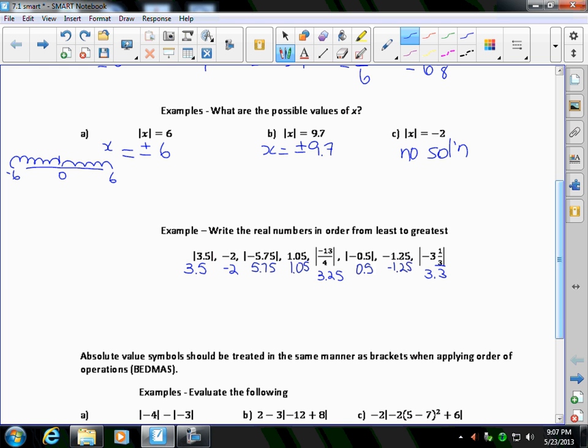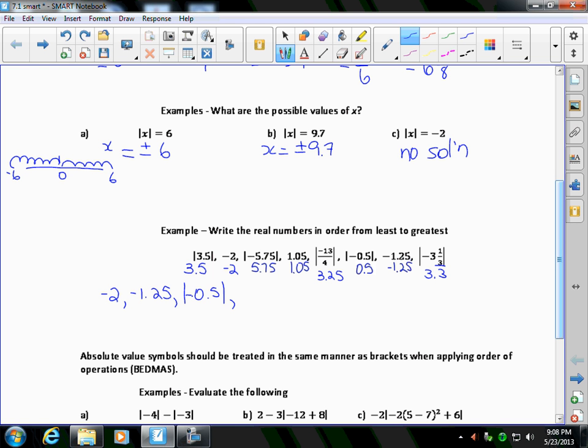Okay, so the next thing you want to do is take a look at what is the smallest value that I have up there? Well, that's going to be negative 2. After negative 2, the only other negative I have is negative 1.25. I don't have a 0, but I have 0.5, and I need to write that in my absolute value sign. Remember, just like the radicals, we put them back into their original form. So the absolute value of negative 0.5.